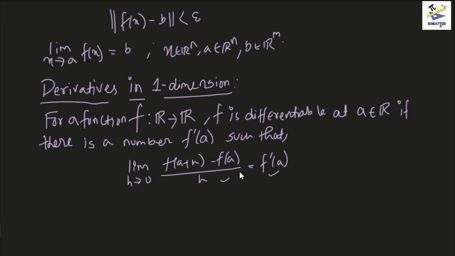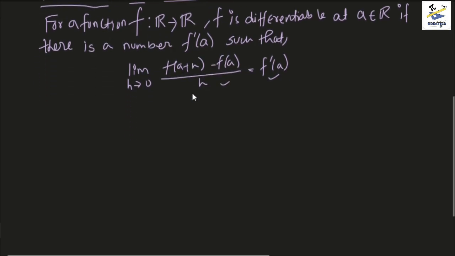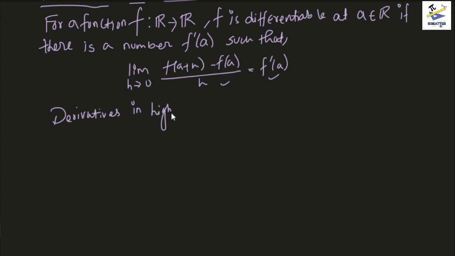Now, what happens when we switch this definition from this lower dimension to higher dimensions, where we are no longer concerned with R to R, but we are looking at functions from R to the power n to R to the power m? So the heading should be derivatives in higher dimension.